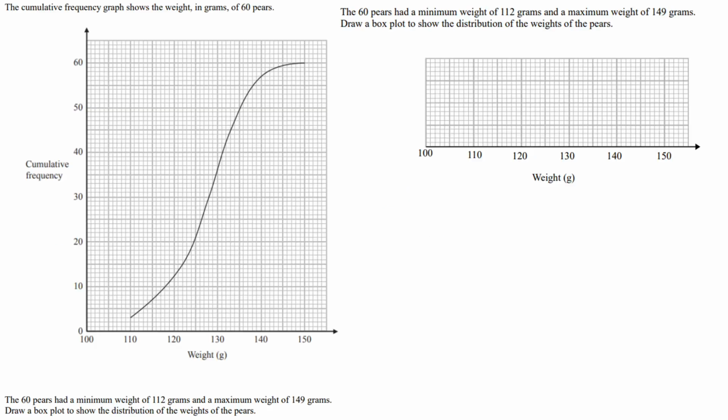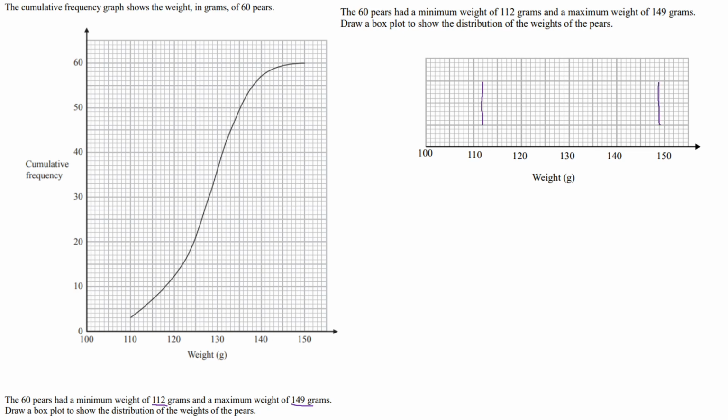Now let's look at drawing a box plot from a cumulative frequency diagram. For this one, we're told the minimum is 112, the maximum is 149, right? So let's draw a box plot for the distribution. As you can see, I have put that twice, but that's okay. First and foremost, let's just put 112 and 149 because that's just free. So 112 is there, 149 is there.